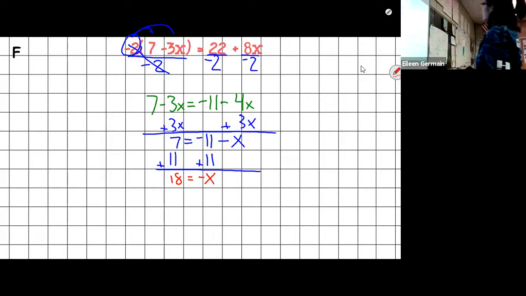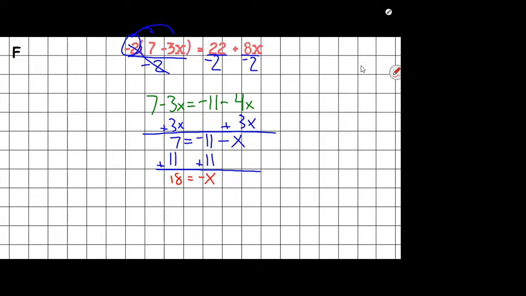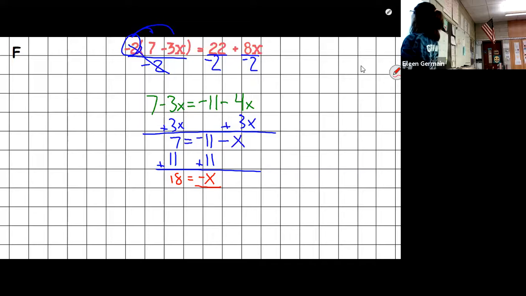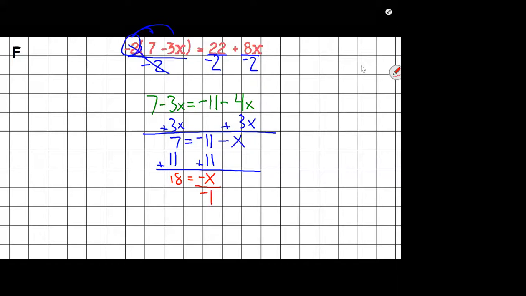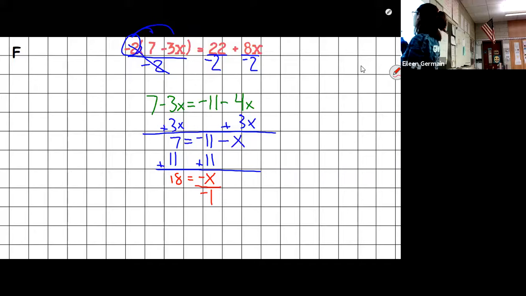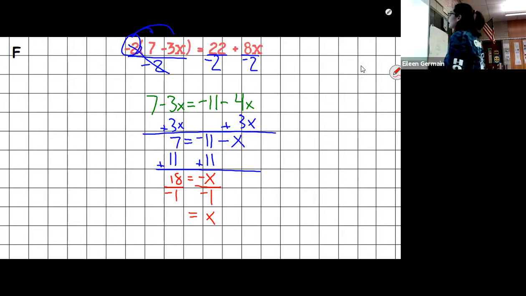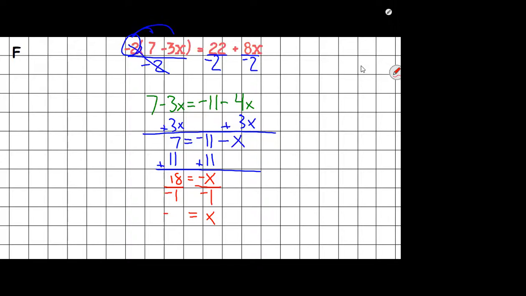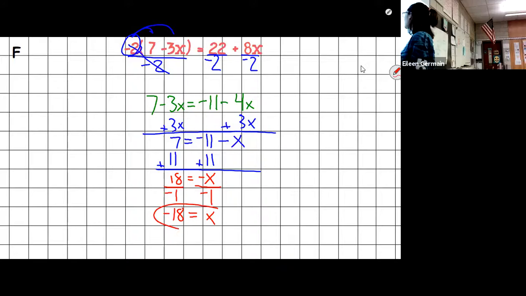Can I have a negative x, Max? No, so you have to divide by negative 1. Because remember, a negative divided by a negative gets me a positive x. Divide by negative 1. And I'm going to get x is equal to what? Negative 18. Very good. Nice job.